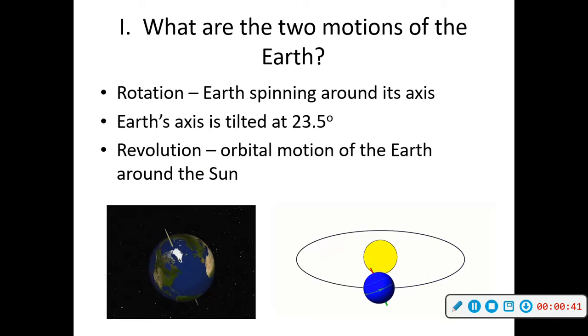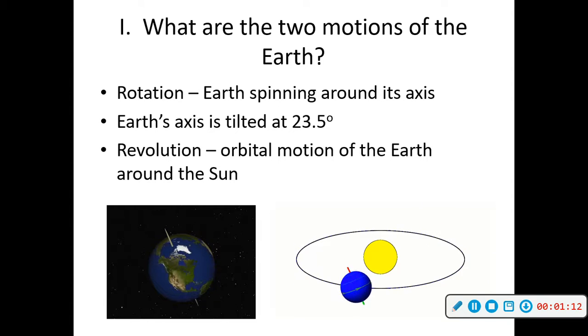Okay, so what two motions is the Earth going through every day? Rotation, which is a spinning on the axis, and remember that's responsible for all the daily changes of the Earth. Another important fact is the Earth's axis is tilted at exactly 23.5 degrees. So you see in the diagram, you see it tilted over. So from vertical, that's 23.5 degrees to the side. And as a result, we get seasonal changes because of that.